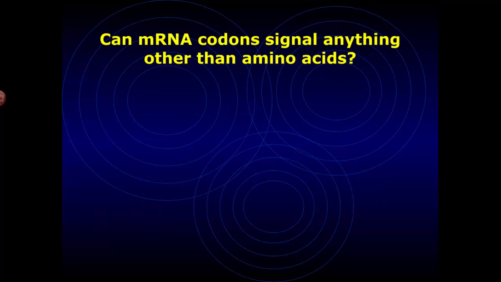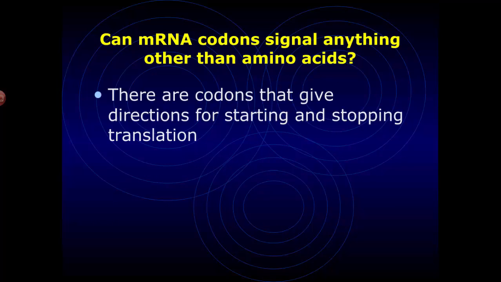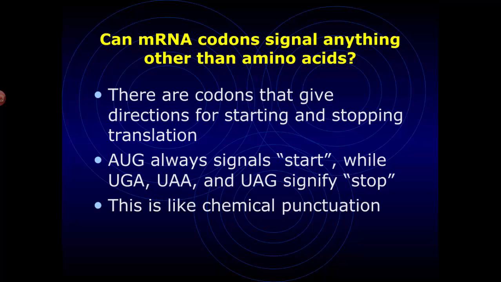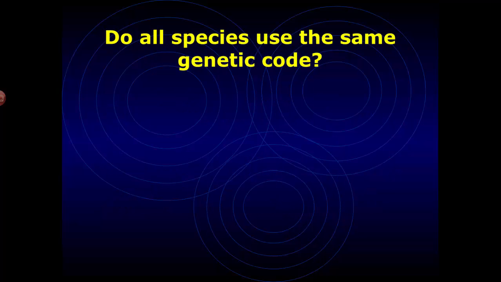Next question, can messenger RNA codons signal anything other than amino acids? Yes. Punctuation. There are directions for starting and stopping. Whenever you see AUG, that means start. It also actually codes for methionine, which is one of the amino acids sometimes. But UGA, UAA, and UAG are stop codons, like periods in the sentence. So it's kind of like punctuating the process. Do all species use the same genetic code?